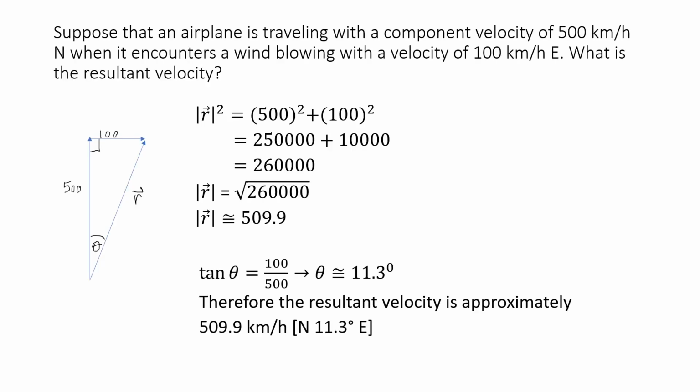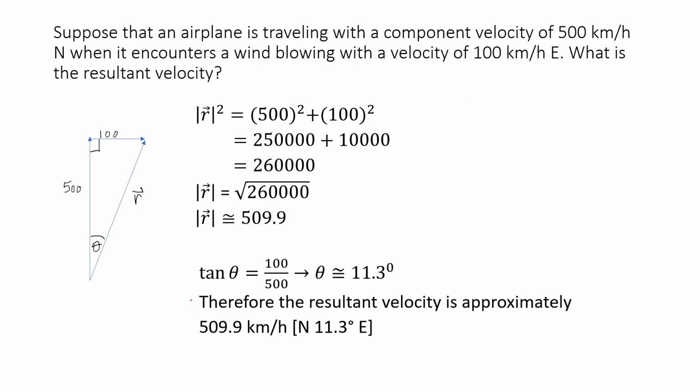Now, suppose we have an airplane traveling with a component velocity of 500 kilometers per hour north. When it encounters a wind blowing with a velocity of 100 kilometers per hour east, what's the resultant velocity?